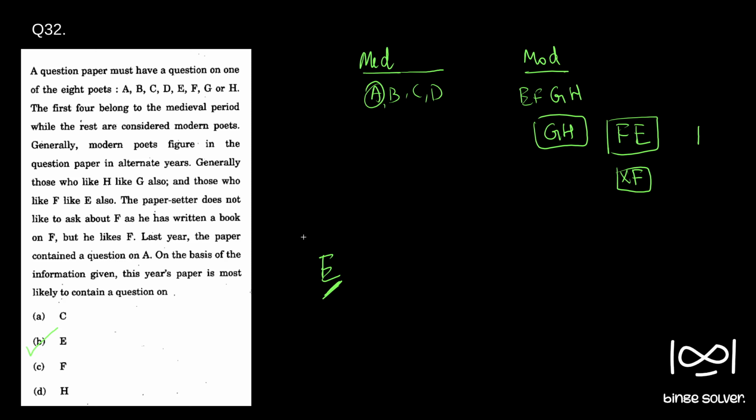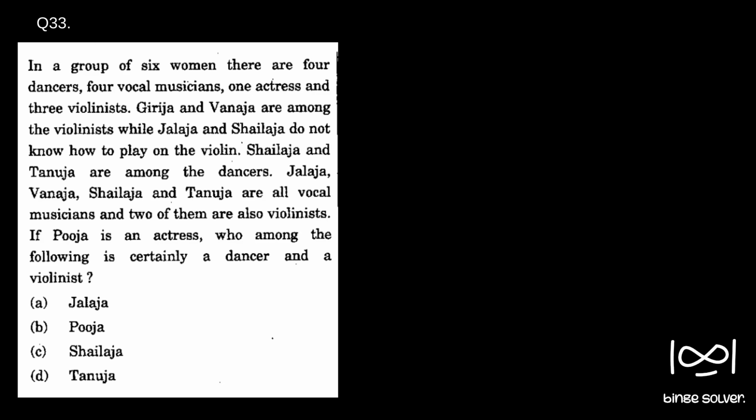Solution B. Moving on to the next question. Question 33. In a group of 6 women, there are 4 dancers. It's a big question. Before reading all those, I'll just look at the question. If Pooja is an actress, who among the following is certainly a dancer and a violinist?